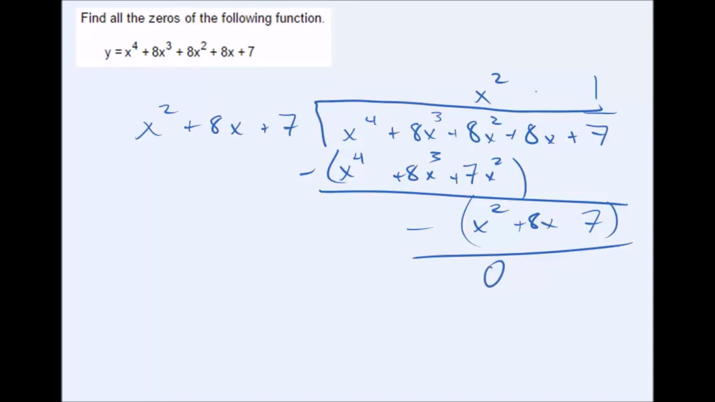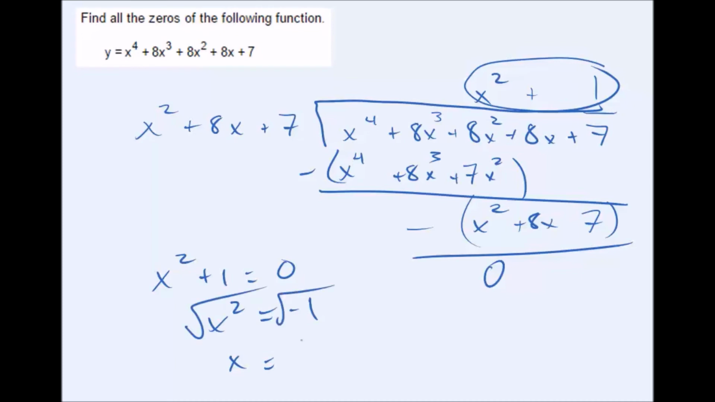So the final equation is x squared plus 1. And we're going to solve x squared plus 1 to get those last zeros. So set that equal to 0 and solve. This one doesn't require any factoring or anything. Sometimes this will require the quadratic formula, but here we don't need to. We can solve this a lot easier. X squared equals -1, and x is equal to plus or minus square root of -1, which is plus or minus i. So the 4 zeros of this equation were -7, -1, i, and -i.